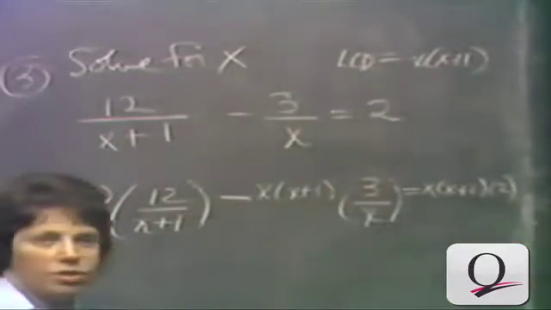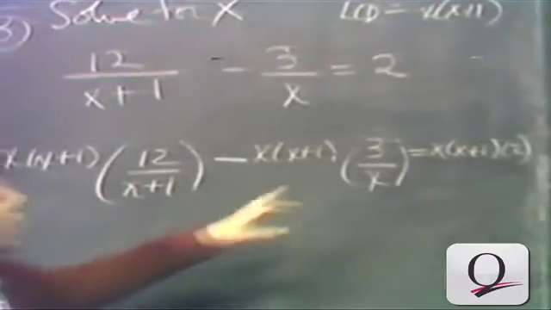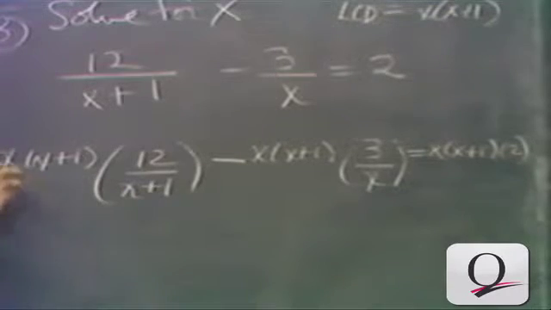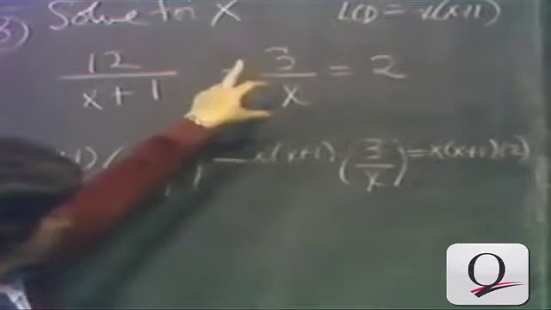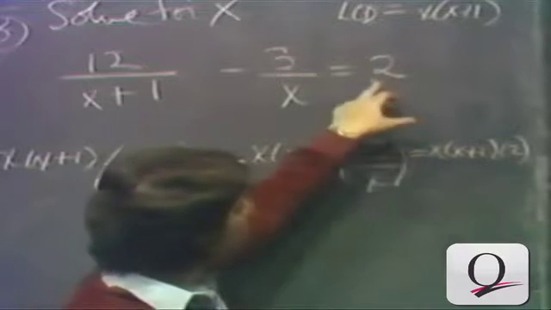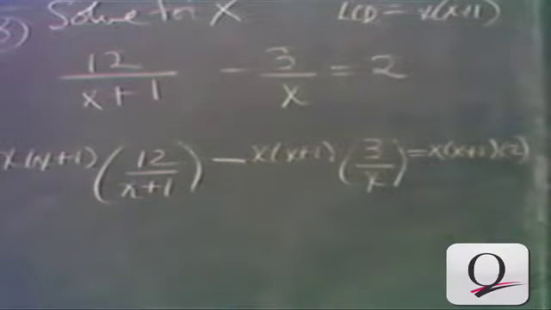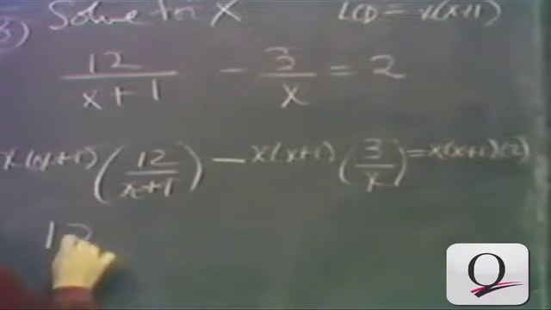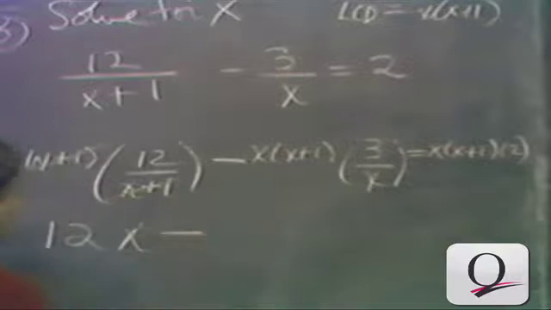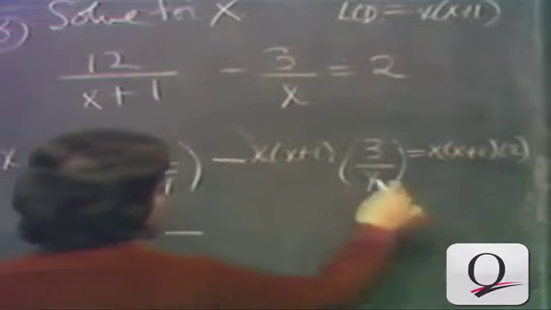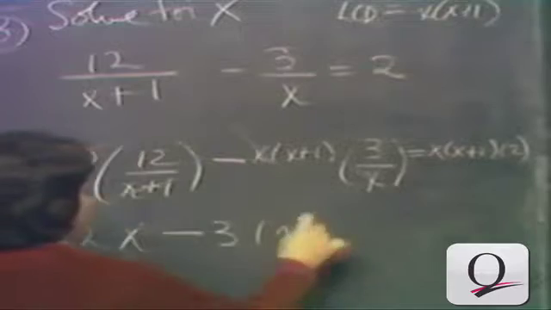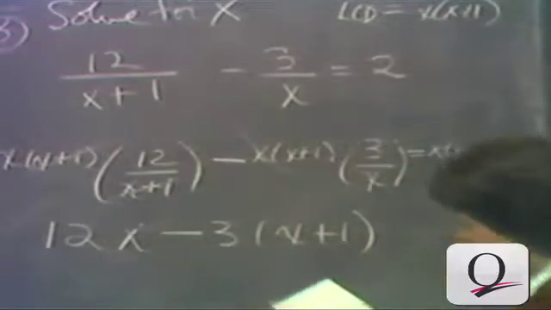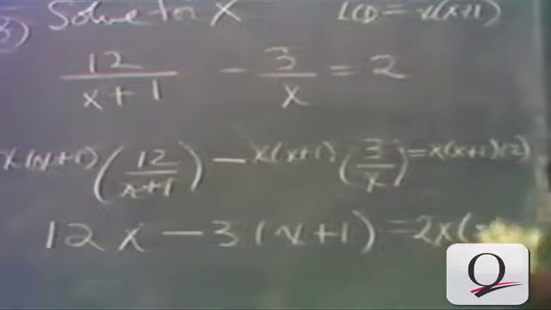Each part of the equation, both sides of the equation, was multiplied by x times x plus 1, and on the left that meant distributing it. Okay, so x times x plus 1 times this minus x times x plus 1 times that equals x times x plus 1 times that. Now, what happens over here? The x plus 1's cancel, leaving you with 12x minus, here the x's cancel, leaving you with 3 times x plus 1. And here, nothing cancels. We just get 2x times x plus 1.